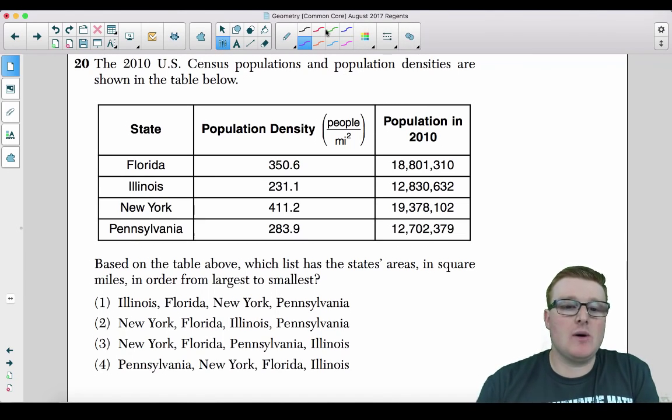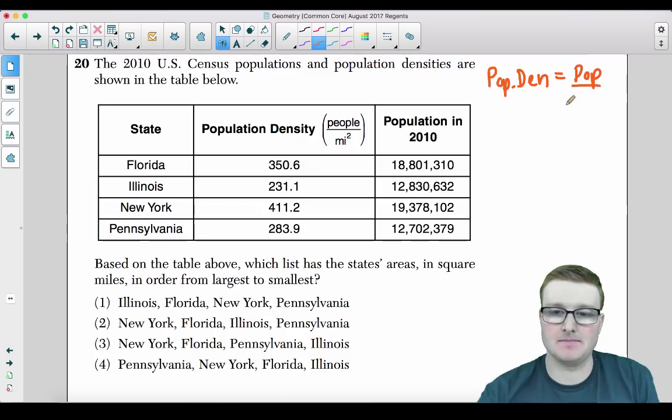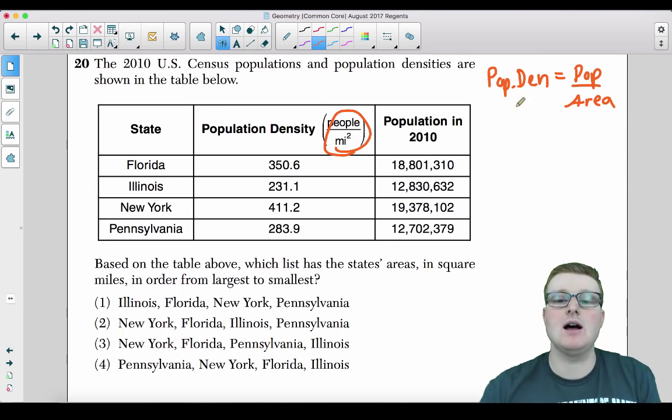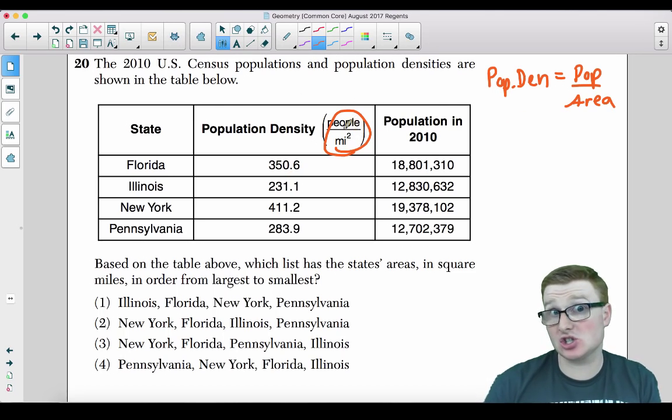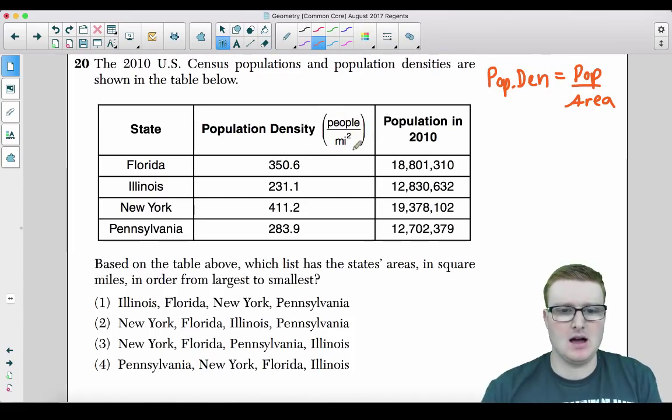So what you need to know, and I know that this is a wacko formula, you've probably never even seen it before, but population density, they tell us, is population over area. They kind of tell us right there. It's people over miles squared. People is population, area is miles squared. Notice the square on that. That means area. Again, just to let you know.